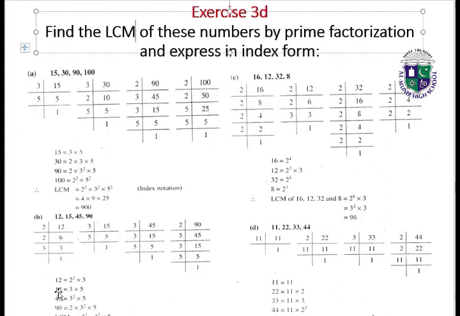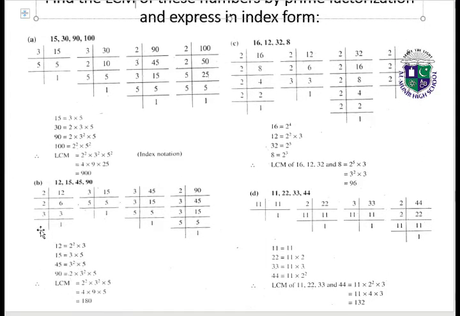And part B. Part B: 12, 15, 45, 90. 2 6s are 12, 2 3s are 6, 3 1s are 3, 3 5s are 15, 5 1s are 5. 3 1s are 3, 3 5s are 15, 5 1s are 5, 2 4s are 8, 1 carry 10, 2 5s are 10, 3 1s are 3, 1 carry 15, 3 5s are 15, 5 1s are 5, 11.